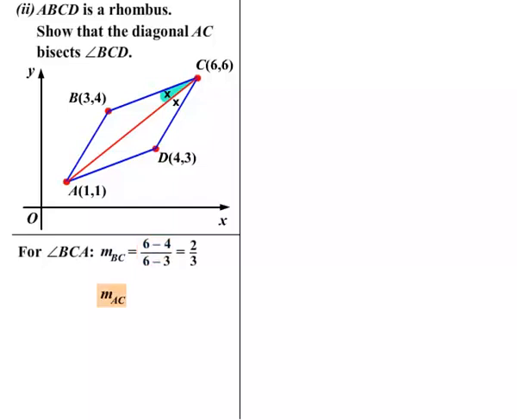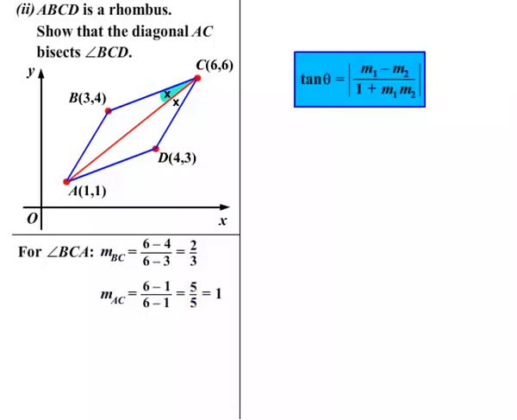The gradient AC. Well, if you look at the 2 points, A and C, they are our y values, so we have 6 and 1, so let's write 6 minus 1. Our x values are also 6 and 1, so we put them over 6 minus 1, and if we work that out, we get 5 over 5, which simplifies to be 1.